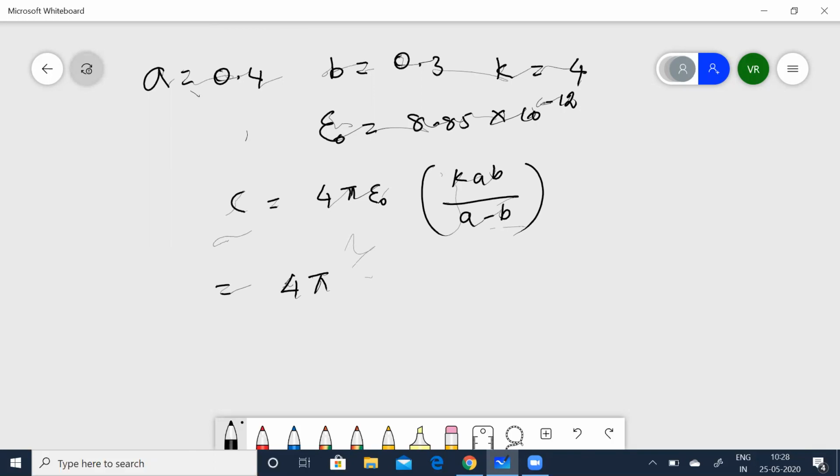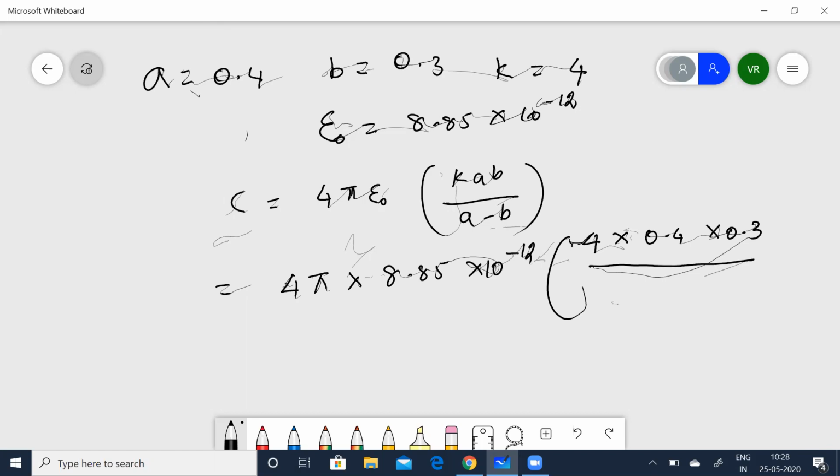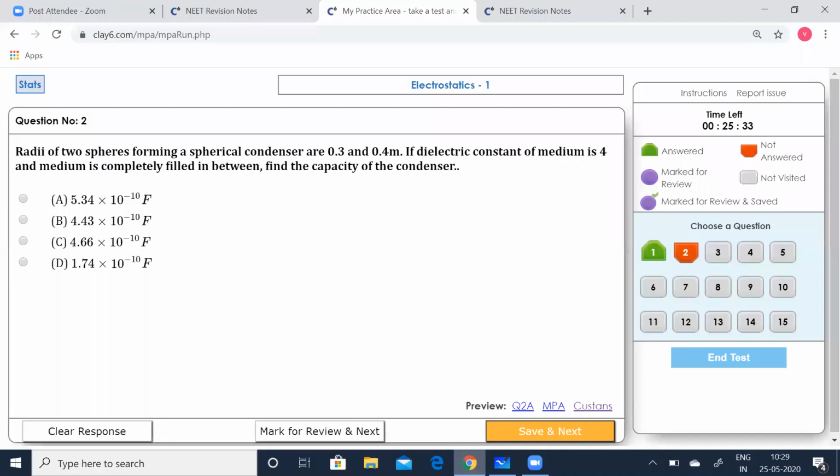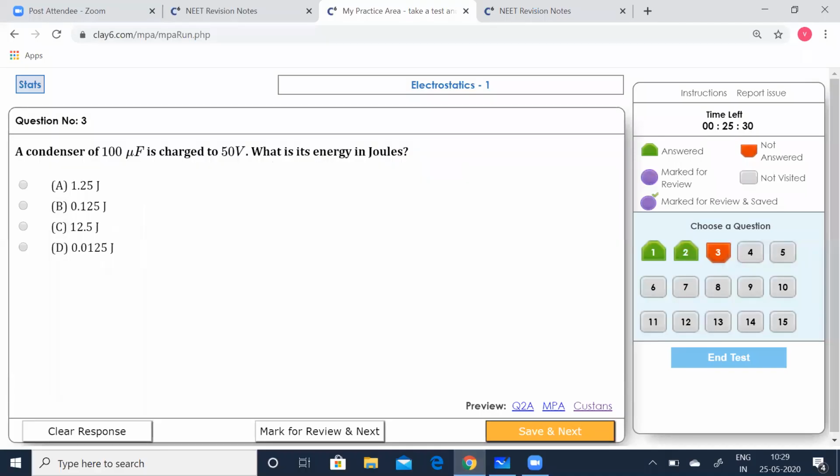Having known all the values, epsilon 0 is 8.85 into 10 to the power of minus 12 multiplied by K is 4 into 0.4 into 0.3 divided by 0.4 minus 0.3. Now simplify that. You can see that the value of C is now going to be 5.34 into 10 to the power of minus 10 farads. Let's see which option is correct. 5.34. Option A is correct. Click that, go to the next.